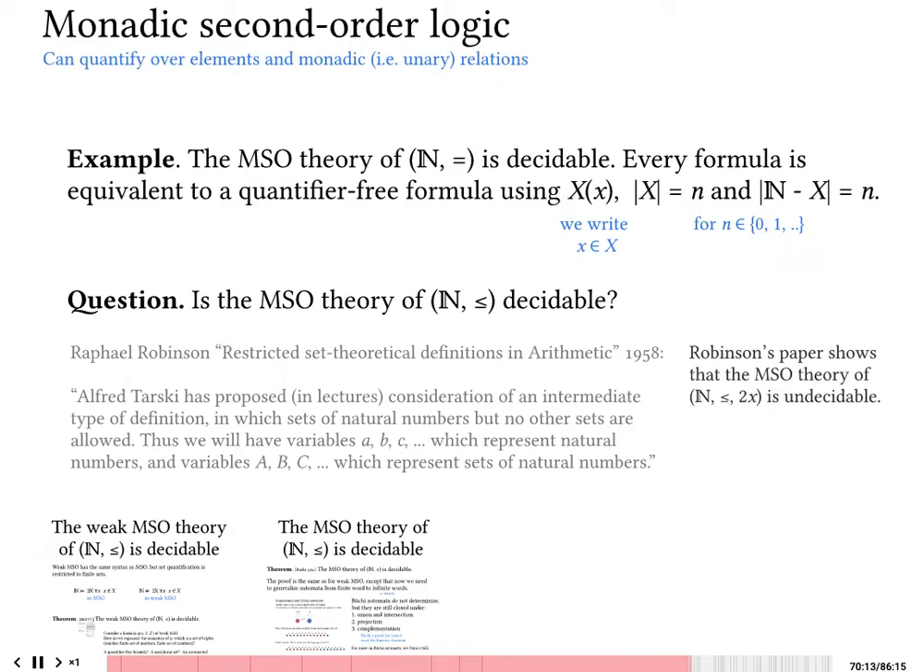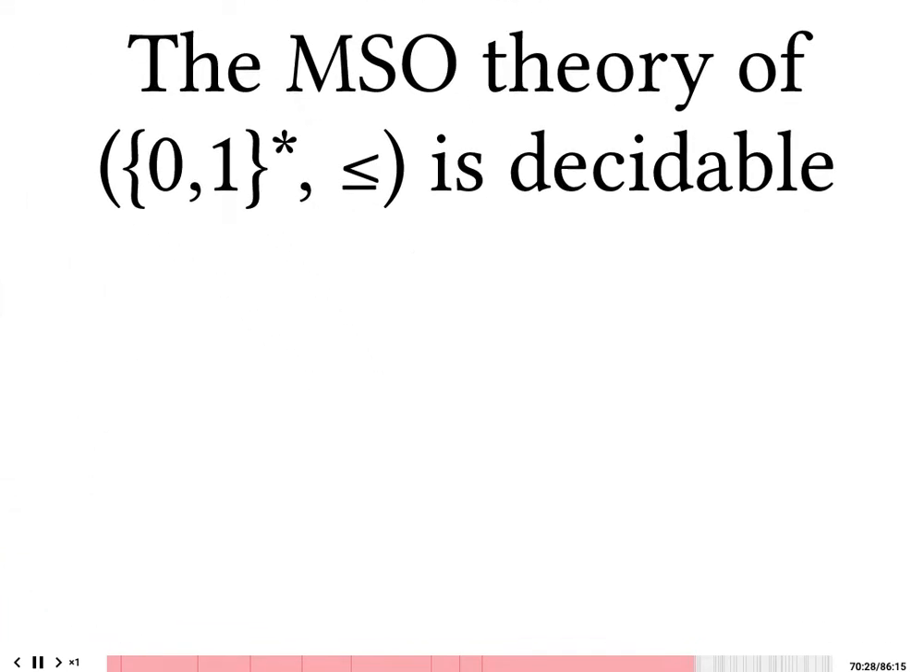Now, the next stage is a famous theorem of Michael Rabin, which says that the MSO theory and the corresponding automata method work not only for the natural numbers, but also for the infinite tree. So let me explain what that means. You can formalize it as follows.